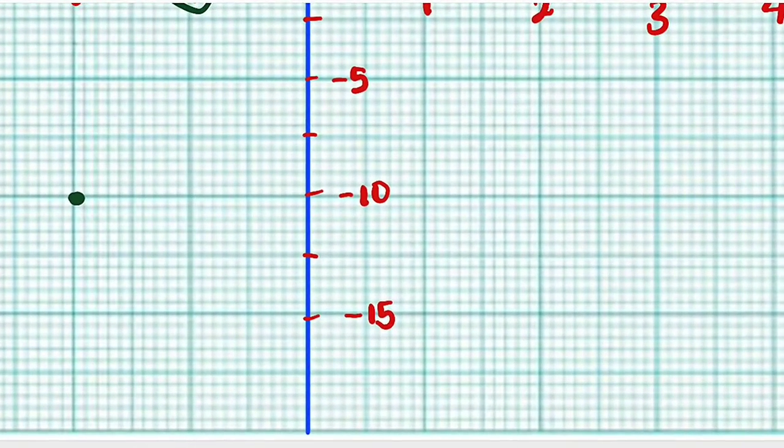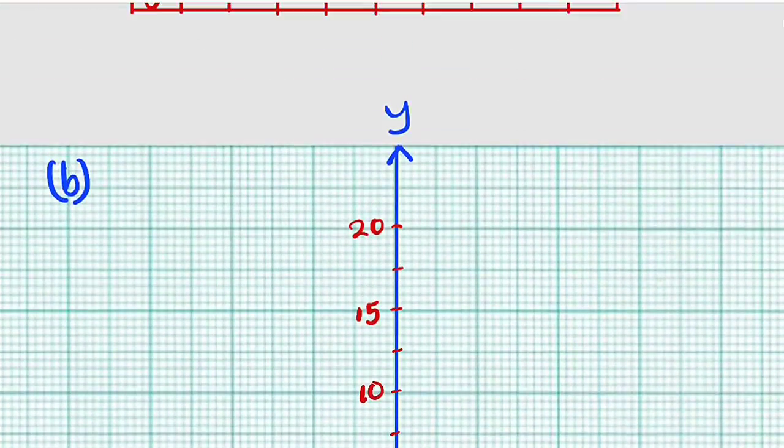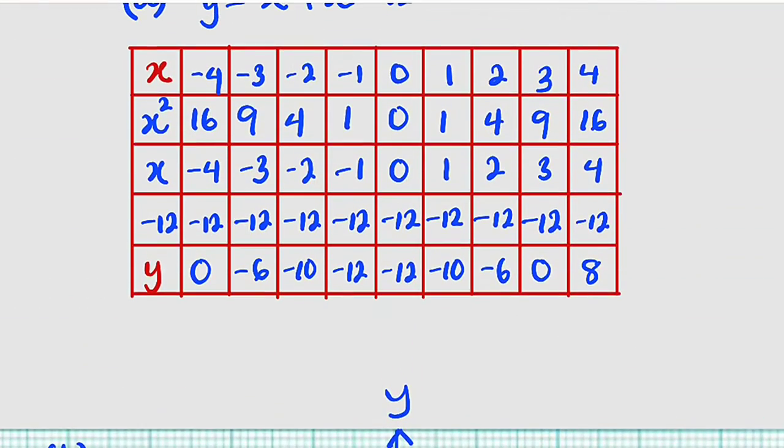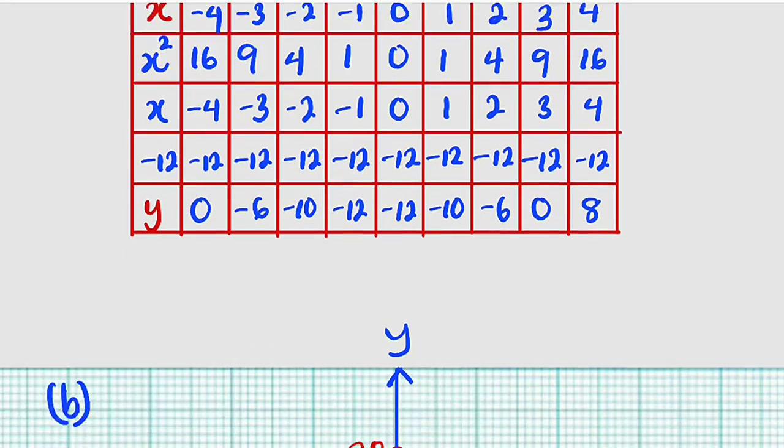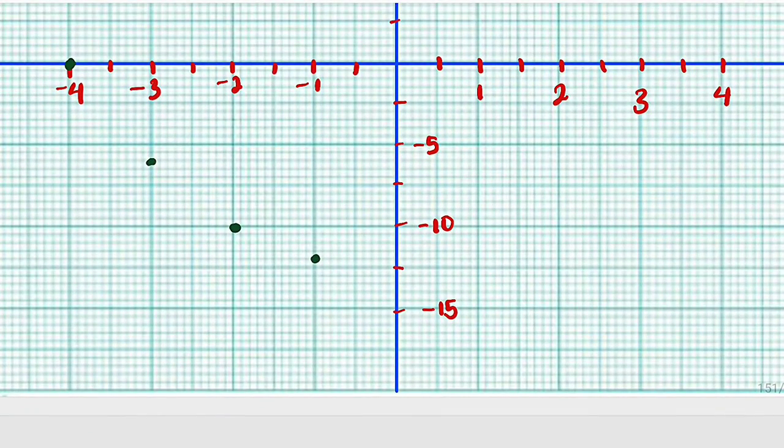So let me zoom it a little bit. 1, 2, 3, 4. Somewhere here. Then when x is 0, y is -12. This is exactly where x is 0, so we need to locate -12. -12, the same point with the previous one, right here.